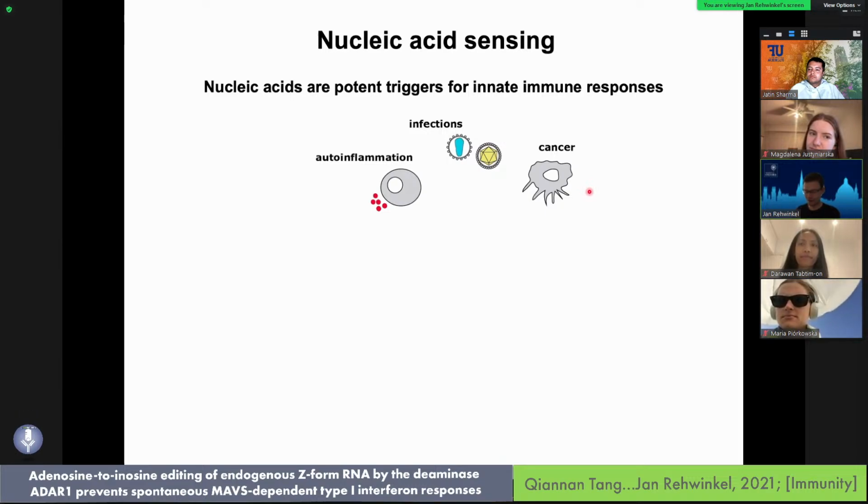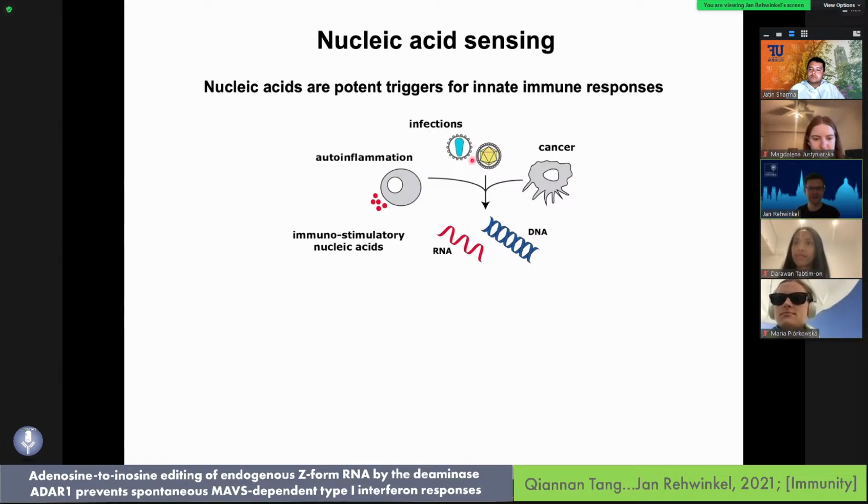What's happening in all of these different settings is that unusual nucleic acids accumulate, and we call these immunostimulatory DNA or RNA. In the context of a virus infection, it's often quite simple: viruses have either a DNA or an RNA genome in their particle, and they deliver that genome into the cell that they infect. That's recognized by the innate immune system as an immunostimulatory nucleic acid. In settings such as cancer or autoinflammation, it's often more complicated. For example, in cancer, this sometimes goes along with genome instability, and that generates DNA fragments that can also become immunostimulatory and are recognized by the innate immune system.